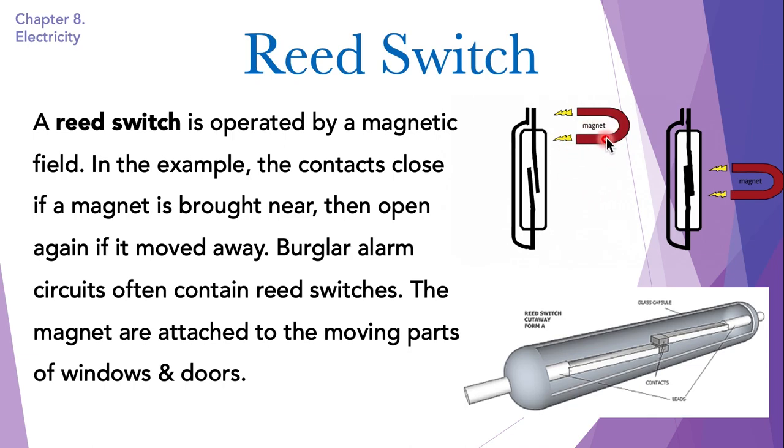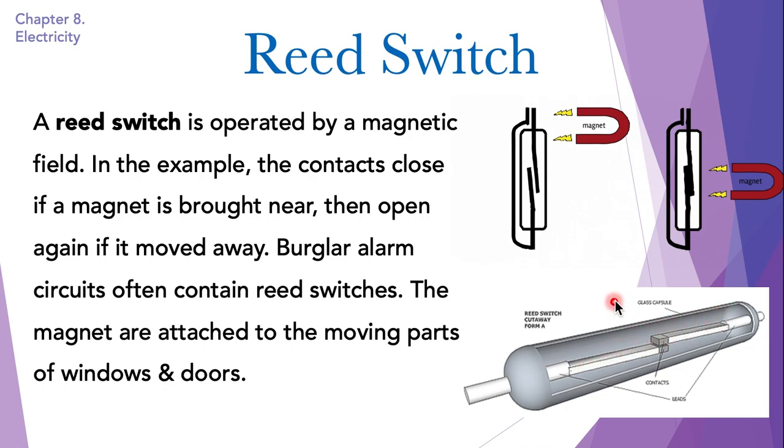The magnets in that case are attached to the moving parts of windows and doors. So if anybody opens a window or the door, the magnet moves towards the reed switches, and because of that magnetic field, the contacts of the reed switch close. So the circuit becomes complete and the burglar alarm turns on. So here we have a cutaway form of the reed switch. The reed switch is made up of leads which are in a glass capsule.